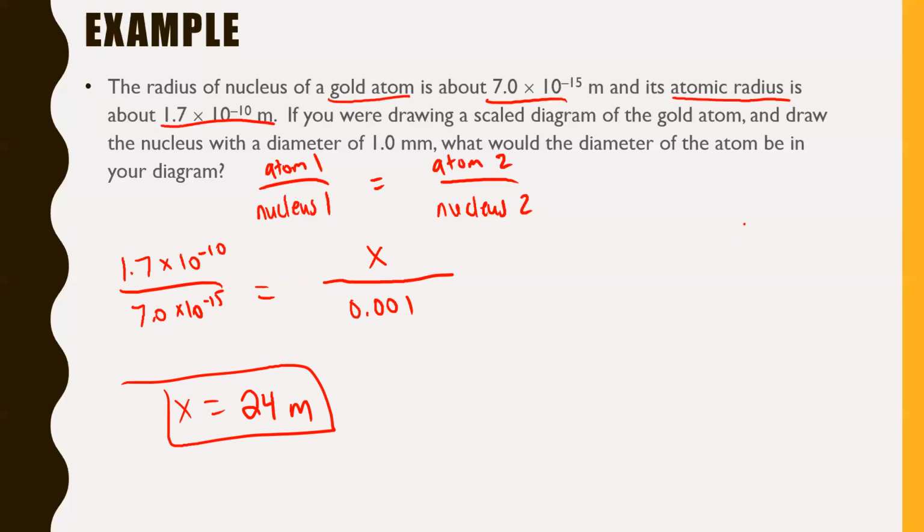That would be a scaled drawing with a 1 millimeter nucleus. That's insane. That just shows you just how much of an atom is actually just empty space. Those electrons are buzzing around there, but they're not occupying all that much space whatsoever. Most of atoms are just completely empty space. Kind of crazy when you think about it that way, right?